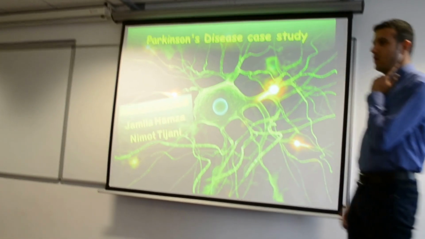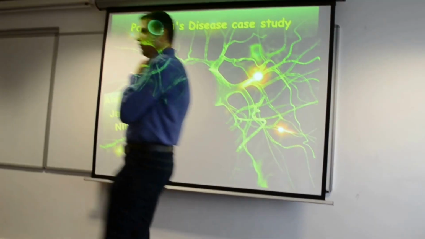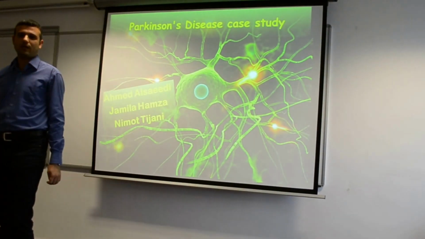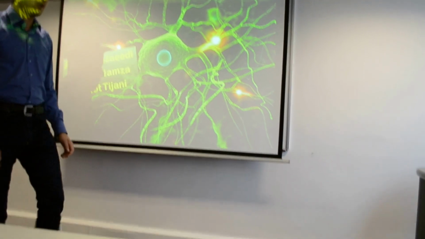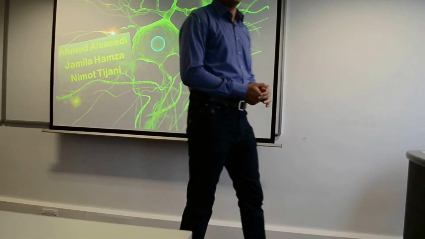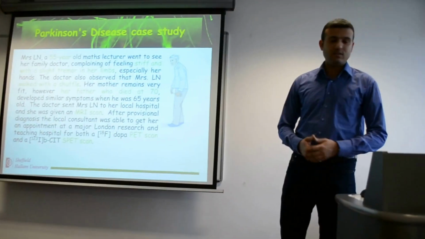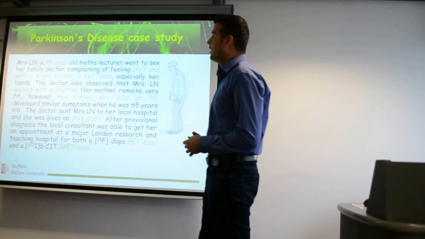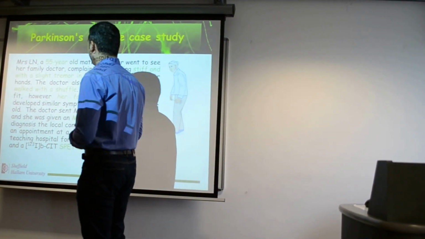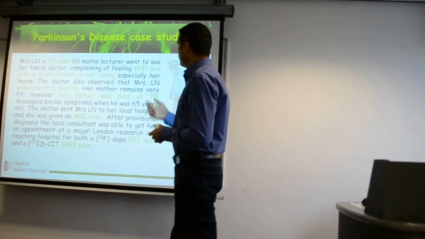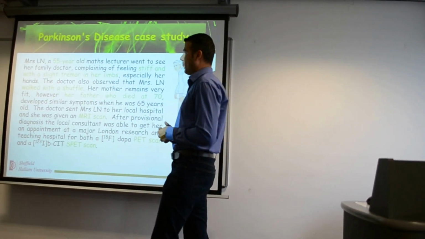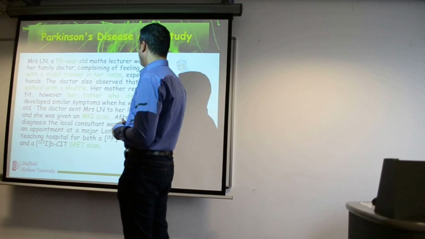Study. We have a case study about a 55 years old lady. We're going to talk about the process of diagnosis and the treatment, and finally the side effect of Parkinson disease. Our lady is, as I told you, 55 years old. She started to suffer from stiffness and slight tremor in her limbs.